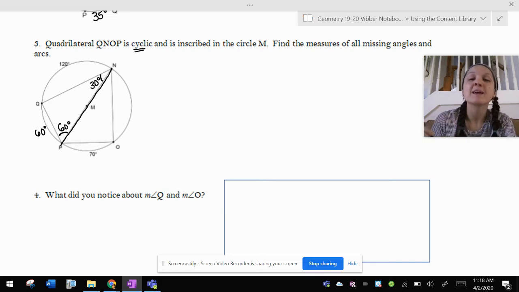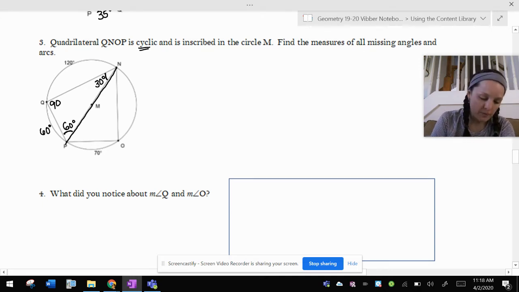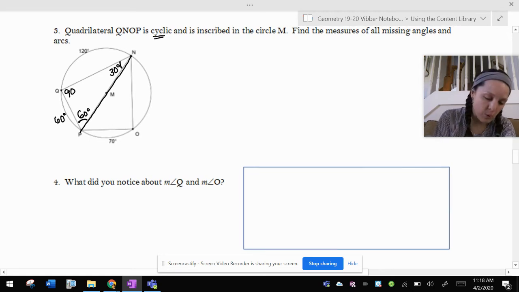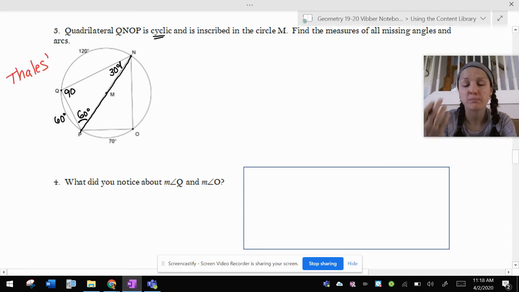Okay. Back to the math. So that's 30, that's 60. This makes a triangle, so this has to be 90. Hey, now's a good time for a new theorem that I didn't list, but it's important. There is another theorem that we haven't talked about called Thales Theorem. I'm pretty sure he was Greek, so I'm not exactly sure how he would have pronounced it.